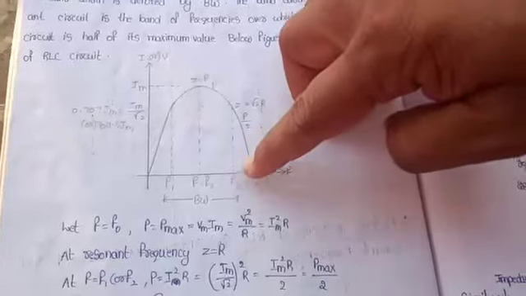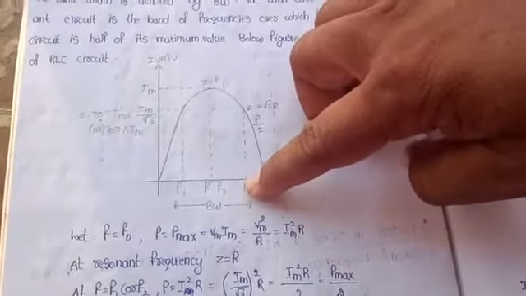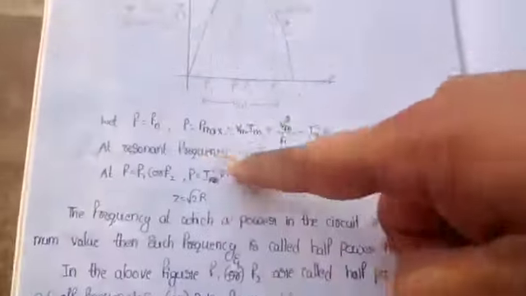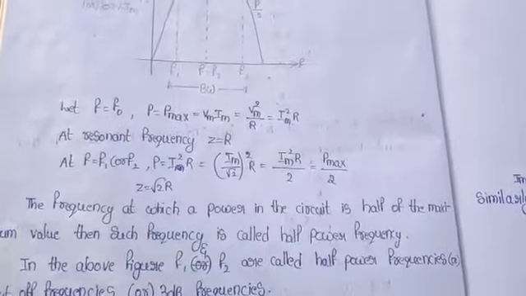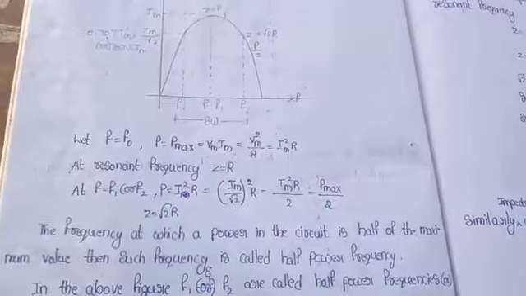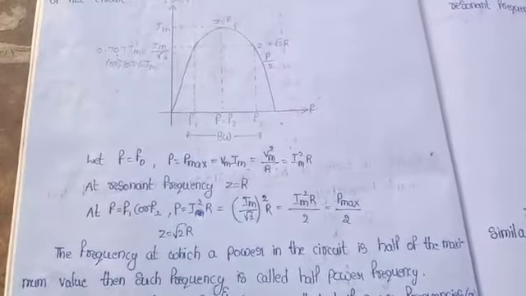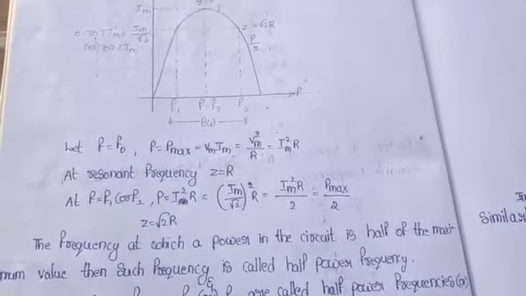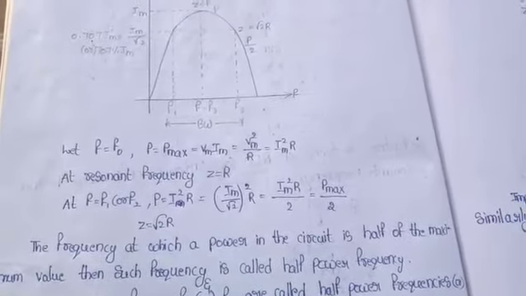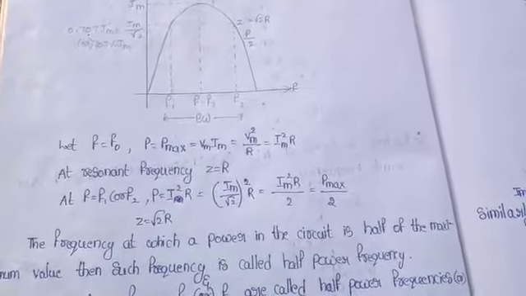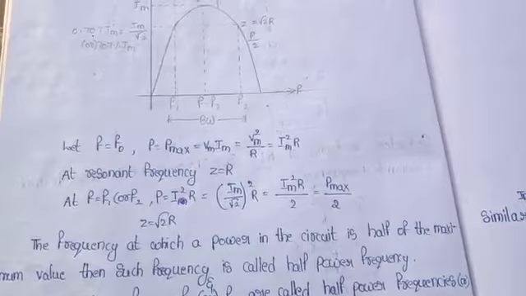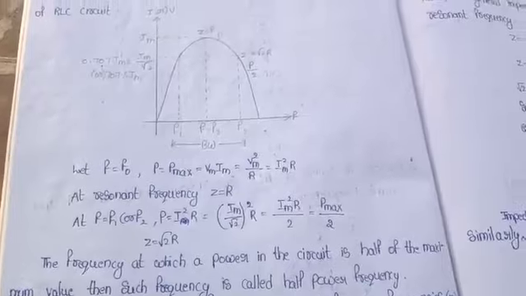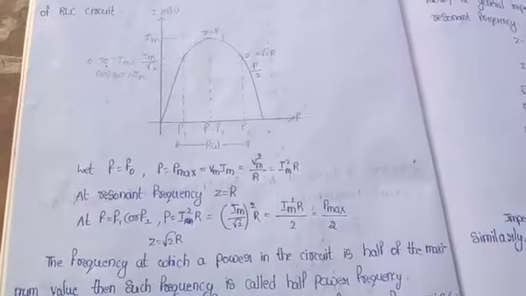Now we have to calculate the impedance value at the lower cutoff frequency and higher cutoff frequency. At f equal to f0, P is equal to P maximum, that is I maximum square R, and at resonant frequency Z is equal to R. Coming to the lower or higher cutoff frequency, P is equal to I RMS square R. RMS value is maximum value by root 2. So (I maximum by root 2) whole square into R gives I maximum square R by 2, that is P maximum by 2. But here Z is equal to root 2 R.